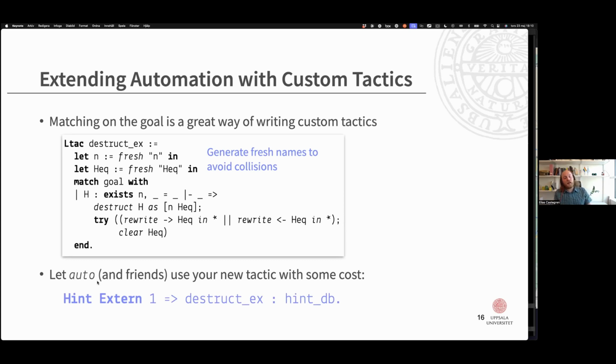And then you can tell auto and the other automation tactics to use these tactics with some cost. So here I'm going to say with a cost of 1, the cost is typically the number of subgoals generated by something. With a cost of 1, you're allowed to use this tactic when you're doing automation.